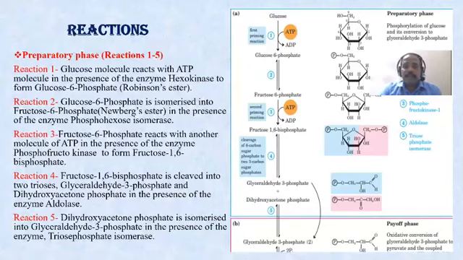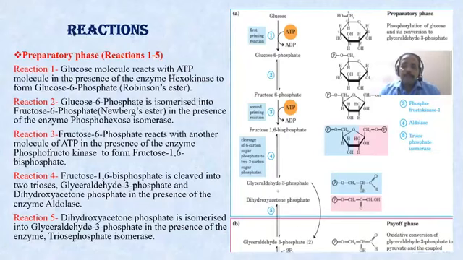One is glyceraldehyde 3-phosphate, the other one is dihydroxyacetone phosphate. So glyceraldehyde 3-phosphate, we know that it is an aldotriose, and the other one is a ketotriose, and both are interconvertible, which can readily undergo interconversion with the help of triose phosphate isomerase.